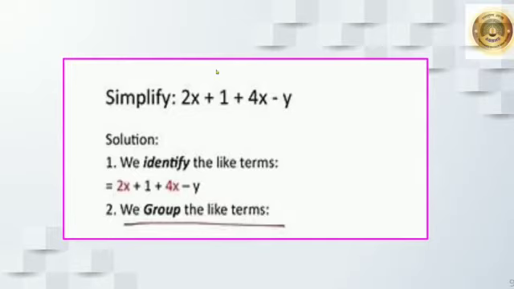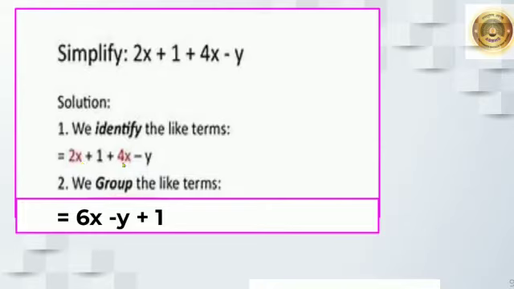Now let's see another example. The question is 2x plus 1 plus 4x minus y. First step is we identify the like terms. There is only one like term pair, 2x and 4x. So 2x plus 4x is 6x.